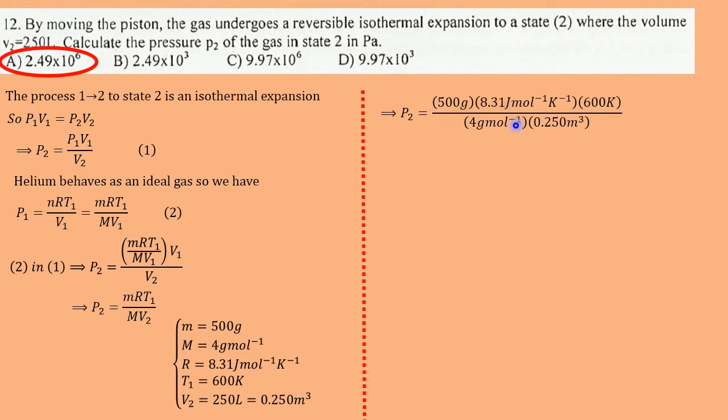Now we can study the units and see if it results to Pascal. Here, grams cancels out with gram, per mole cancels out with per mole, Kelvin cancels out with Kelvin, so we're going to be left with joule per meter cube, and this joule per meter cube is what results to the Pascal. So dimensionally, okay. So when this evaluation on the right hand side is done, we're going to have 2,493,000 Pascals, and when written in standard form, we have P2 equals 2.49 times 10 to the 6 Pascal. So that's just part A, which is what we have.